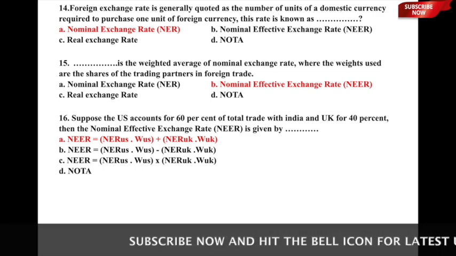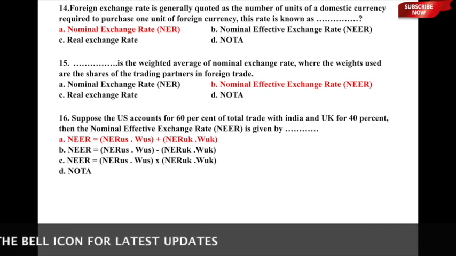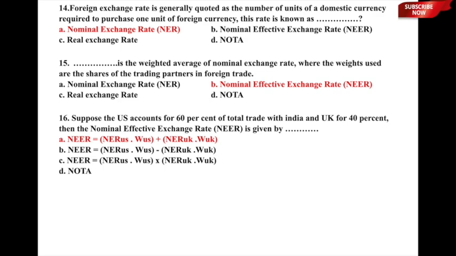Whether it is A, nominal exchange rate, B, nominal effective exchange rate or NEER, C, real exchange rate, or D, none of the above. So, here nominal effective exchange rate, option B, is the weighted average of nominal exchange rate where the weights used are the shares of trading partners in foreign trade. So, option B, nominal effective exchange rate, is the correct answer to this question. Let us now move to question number 16, which will throw more light on this concept, which is NEER or nominal effective exchange rate. Suppose the question is this way: suppose the US accounts for 60% of total trade with India and the UK for 40% of the total trade with India.